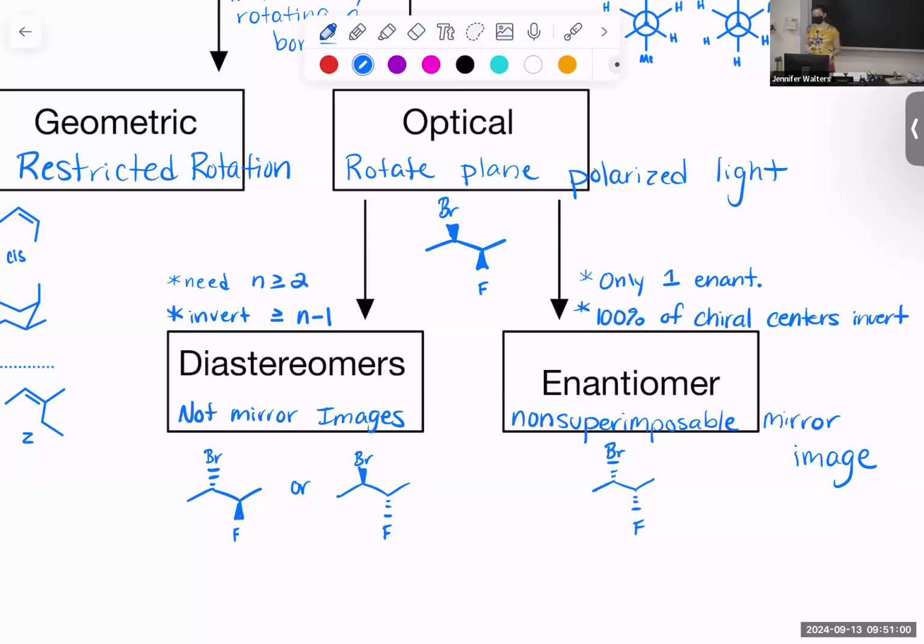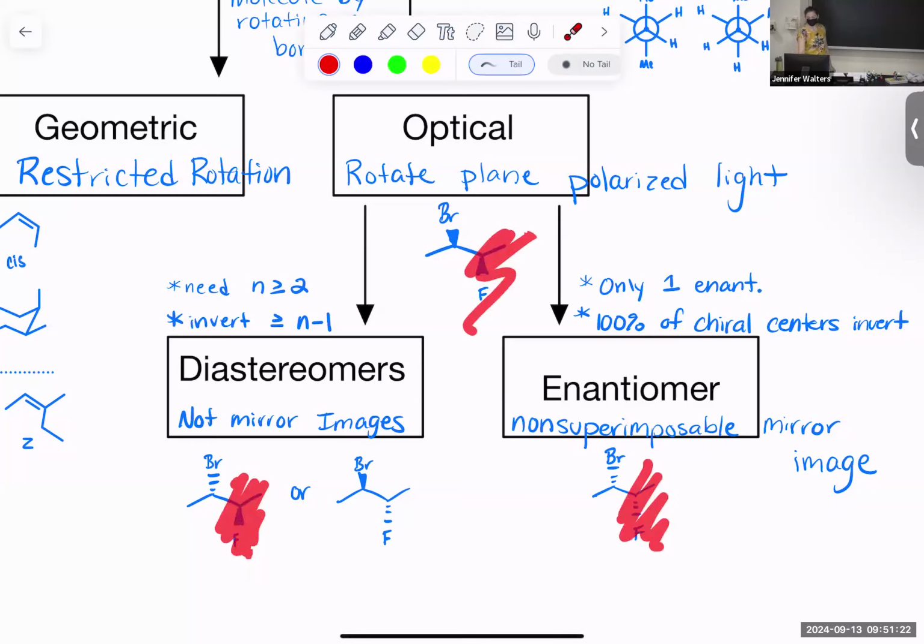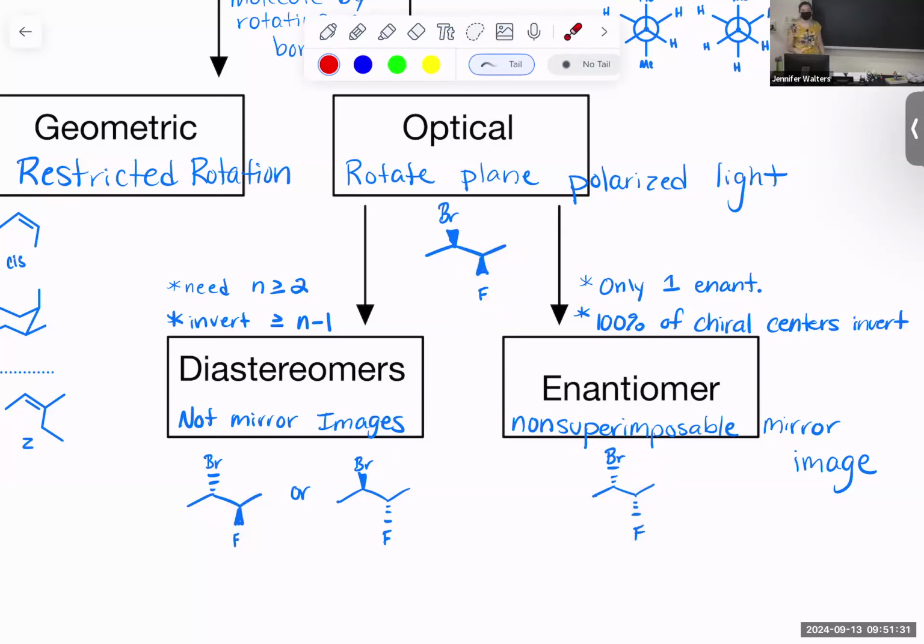So N is going to be greater than or equal to 2. Because if you only have one wedge and you flip it, you've now flipped 100% of your wedges. So you are now an enantiomer. So if this side doesn't exist, and I'm ignoring that fluorine bit, you can see that when I flip that one wedge to a dash, that was 100% of them. That makes it an enantiomer. So if you only have one and you flip it, you're an enantiomer. So you need at least 2 to be a diastereomer, so you can flip some but not all.